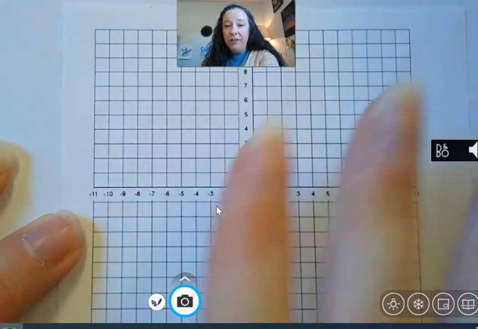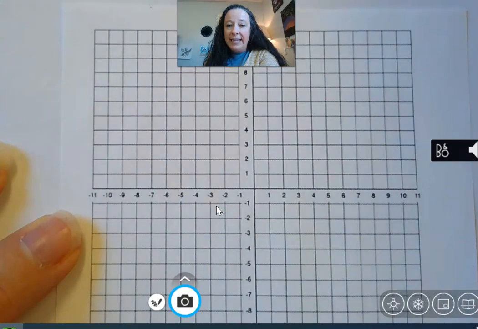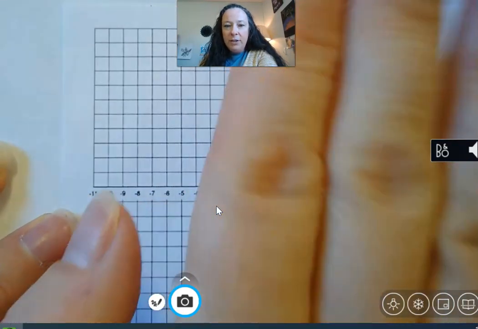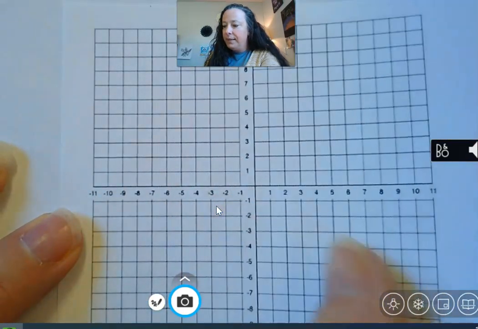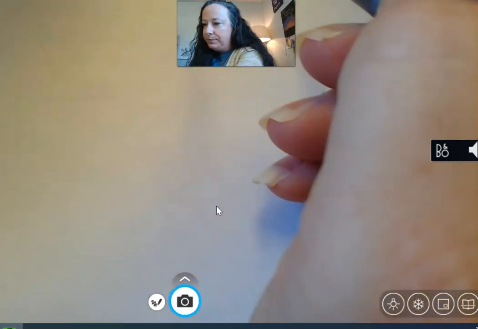If you use a big sheet of graph paper, you're going to want to get a ruler and create your axes where you want them, okay? But I do want you to know that you don't have to have this graph paper. If you do, it makes your life easier, but let's just say you don't.